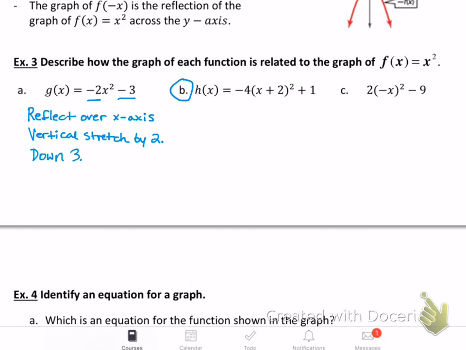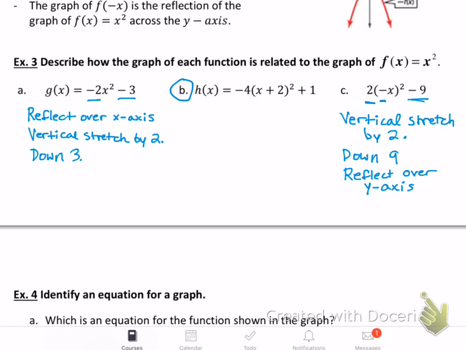Let's do part C together. Again, I have a 2 out in front, I have a negative inside my quadratic, and then I have a minus 9. So the 2 out in front means I have, again, a vertical stretch by 2. The minus 9 on the outside means it's going to move down 9. And then since the negative is actually inside my parentheses, that's going to be a flip across the y-axis. So that's the difference there. For B, that's going to be your homework. I want you to come back to class with that.